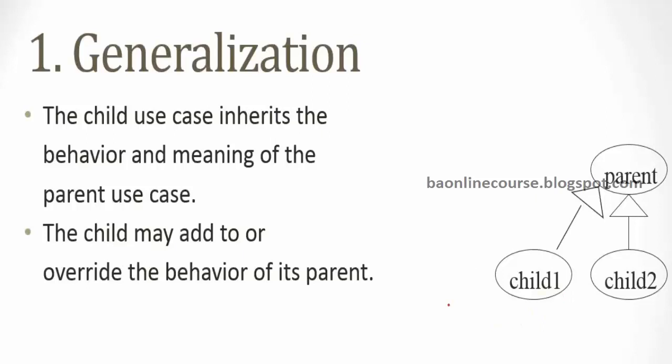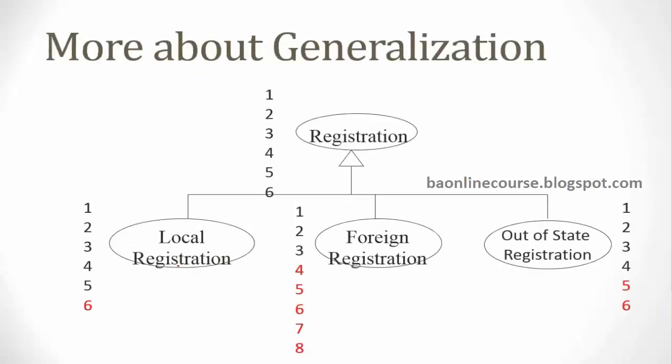So, for example, let's look at the example. You have a registration process. Now there are some variations of registration. A local student can register in an office in a university. A foreign student has to register in a university, and an out-of-state student also has to register in a university. But broadly, what are they doing? They're registering in the university.